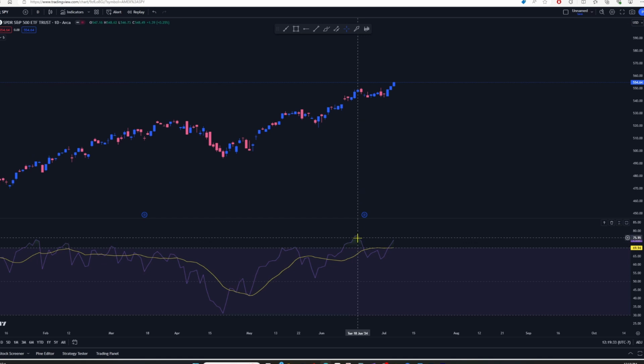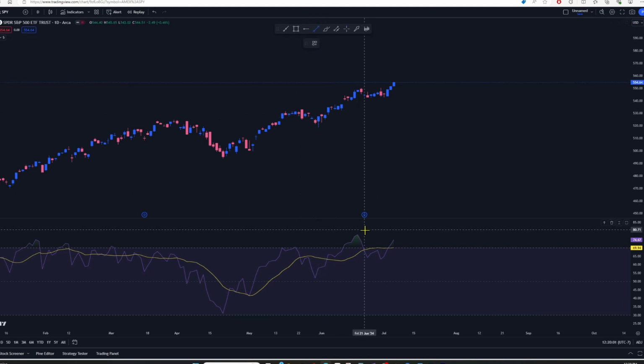So you can see here at one point, which was on June 18th, we were overbought pretty dramatically. It was up at 77, which is pretty high. It's not the highest, but it's pretty high. And at that time, price was at 548.70 some odd cents on the SPY. Currently, the price is at 554.64, but the RSI is down at 74. That's an RSI divergence. Now let's show what that means.